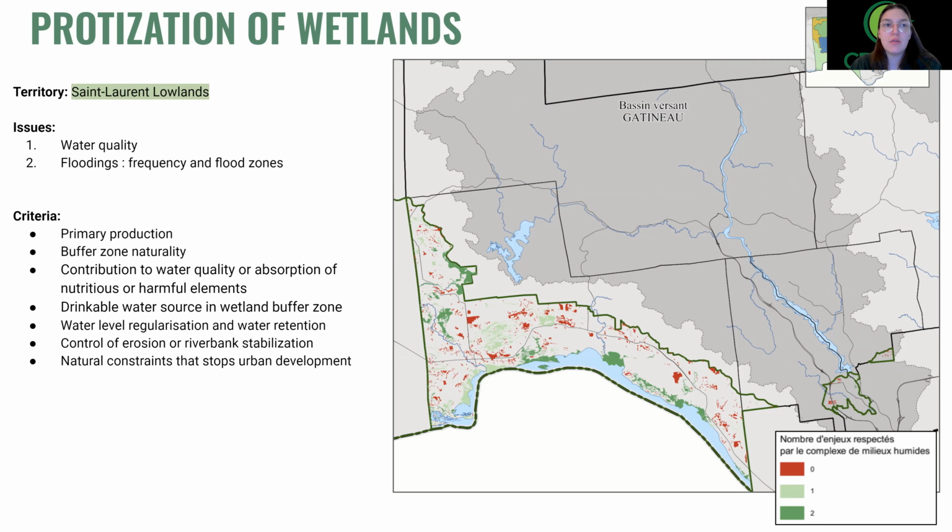So in the prioritization phase, that means that we want to prioritize those ones since they can respect more issues.